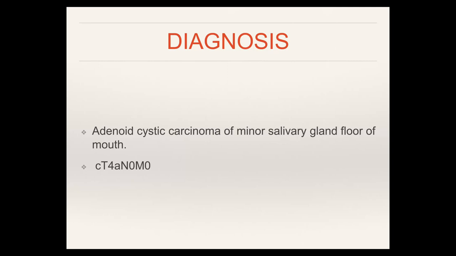What is the commonest site for minor salivary gland tumor in the oral cavity? You said this is a floor of mouth lesion. Yes, ma'am. What is the commonest site you see? Actually it's hard palate, followed by upper lip, followed by buccal mucosa, followed by the rest of the areas. Why commonest in hard palate? Because most of the minor salivary glands are in the hard palate.